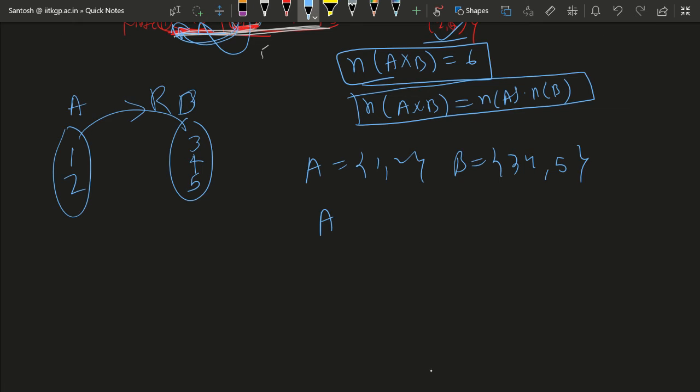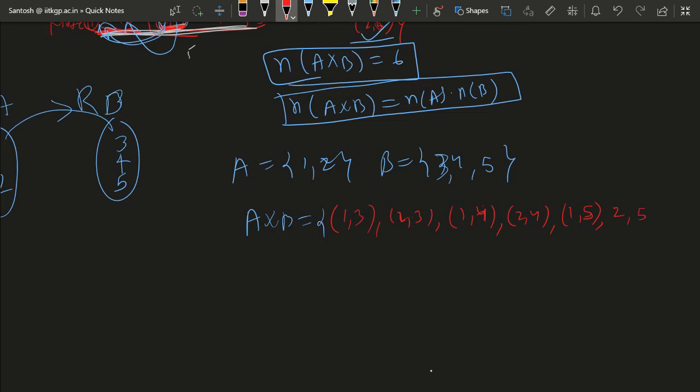So what I'm telling you: A is a set containing 1 2, B is a set containing 3 4 5, and A cross B we have. So I will write it the same way as she told: 1 3, 2 3, okay, 1 4, 2 4, 1 5 and 2 5. Okay.